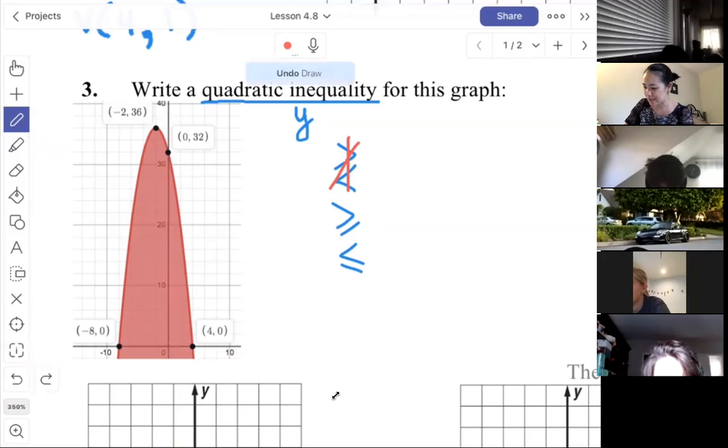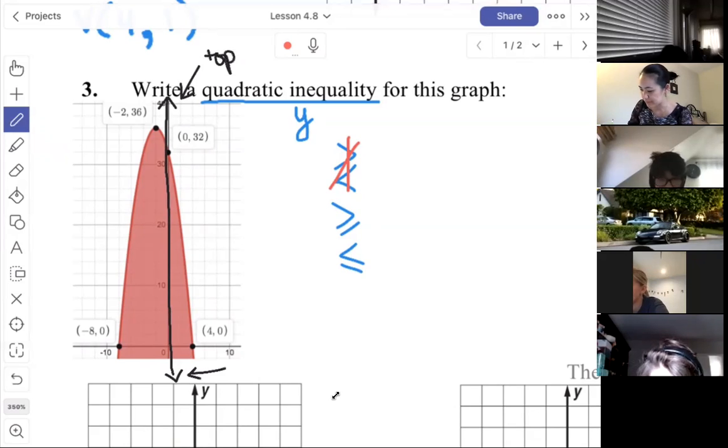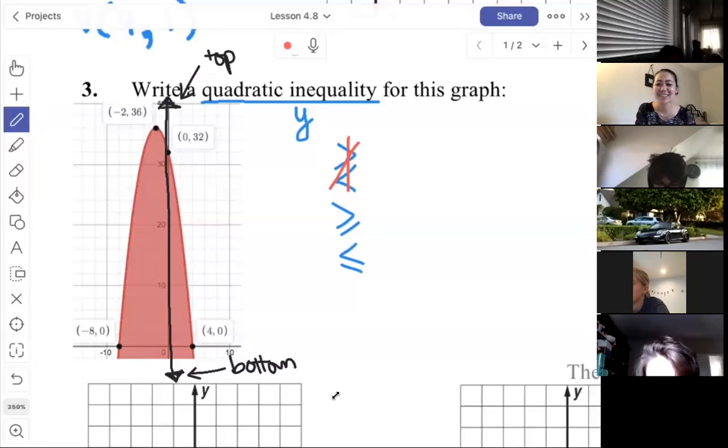So this is the y-axis right here. This is the top. This is the bottom. So here's the top. Here's the bottom. Does that make sense when I say the top and the bottom? Definitely the bottom. Okay, thank you. Do you guys see that? The shaded part has the bottom of the y-axis. It does not have the top of the y-axis.